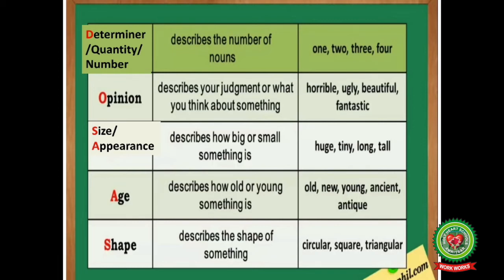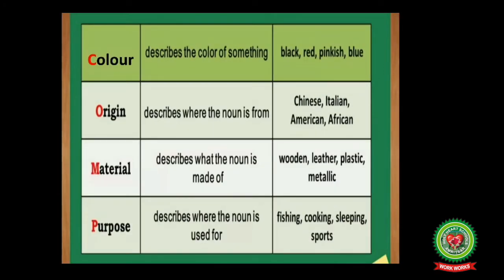Next comes age. Age describes how old or young something is. Example, old, new, young, ancient, antique. Next is shape. Shape describes the shape of something. Example, circular, square, triangular, etc. Moving further, the next adjective is color. It describes the color of something. Example, black, red, pinkish, blue.